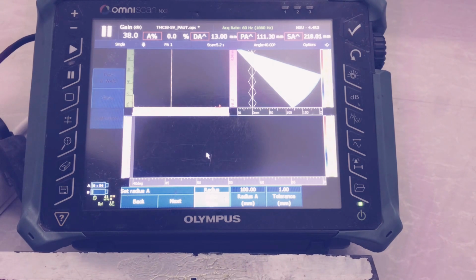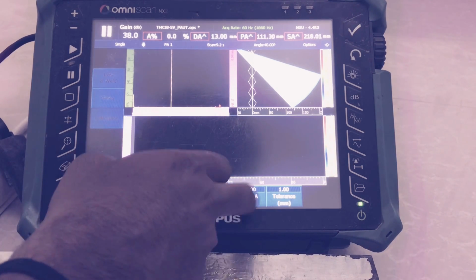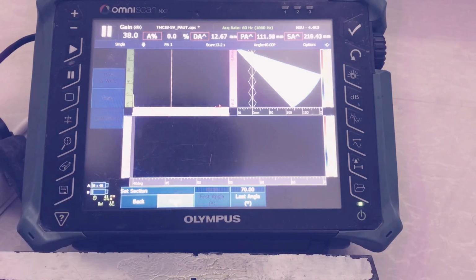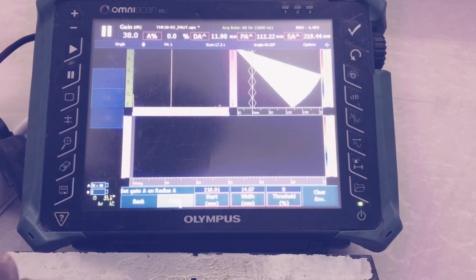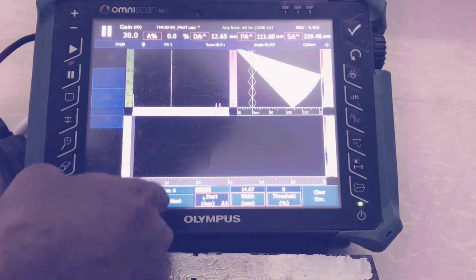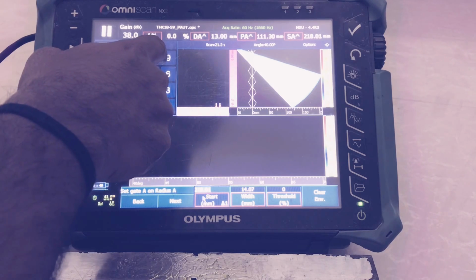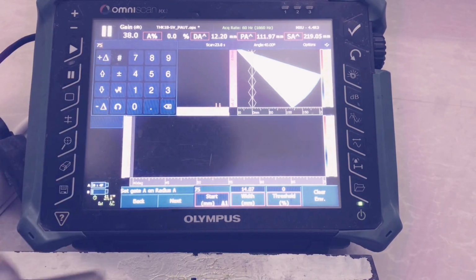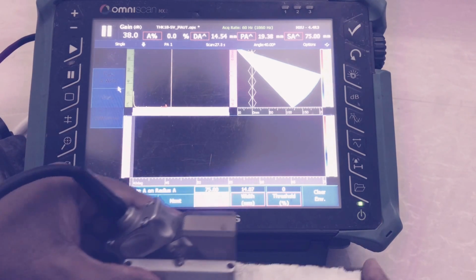First, the radius of the V1 block is 100, so we have to put the parameter 100 and next. Okay, this is the gate option, put it here at 75, something like that.